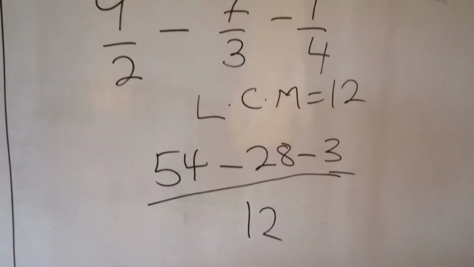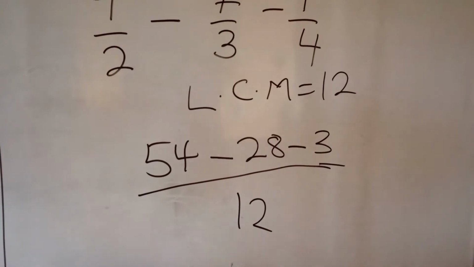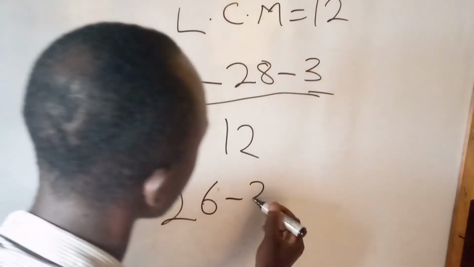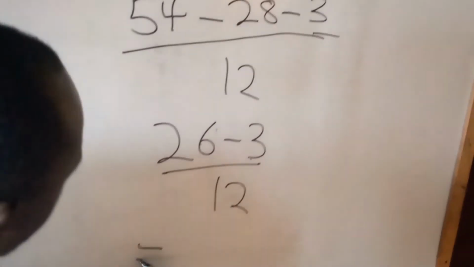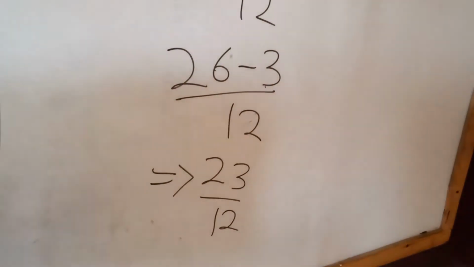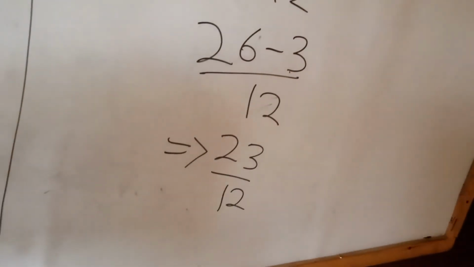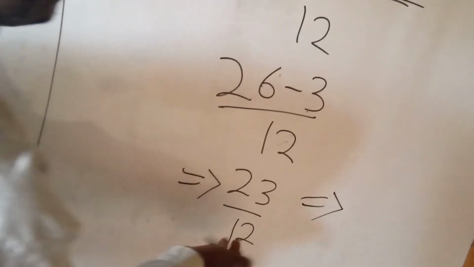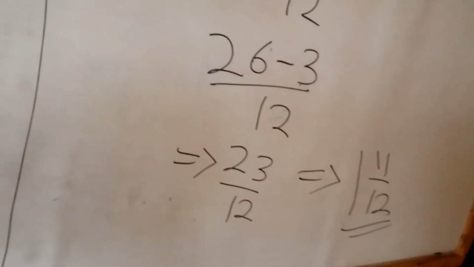54 minus 28, we are getting what? It's 26. So 26 minus 3 over 12. And 3 from 26 is 23 over 12. We have an improper fraction now, so you change it to mixed fraction. And 12 goes into 23, how many? 1, left with 11 over 12. This is our mixed fraction.